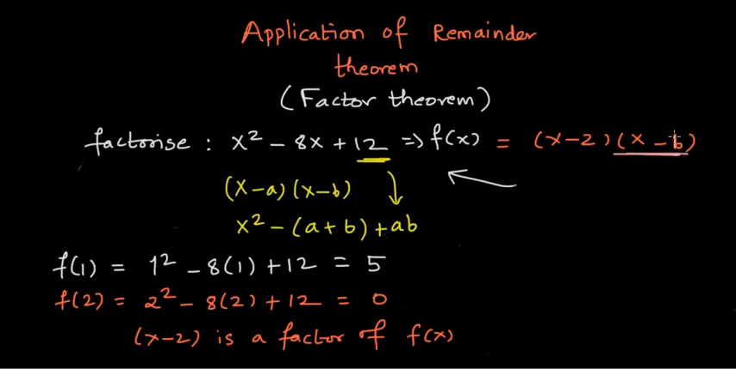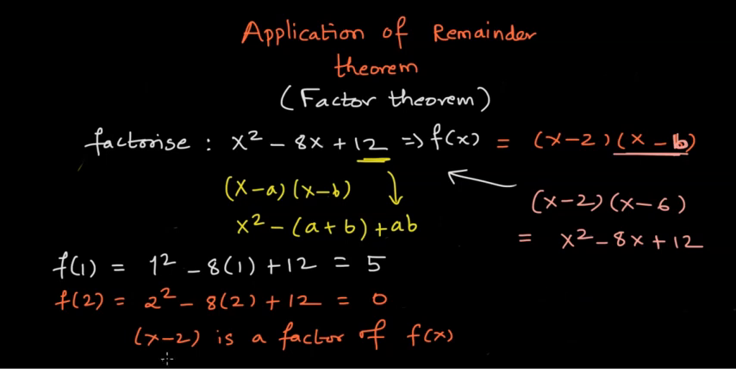Sorry, this b does look like 6, so we can write x minus 2 times x minus 6, and this is how we have completely factorized the given polynomial. And that basically is the application of remainder theorem to find out the rest of the factors.